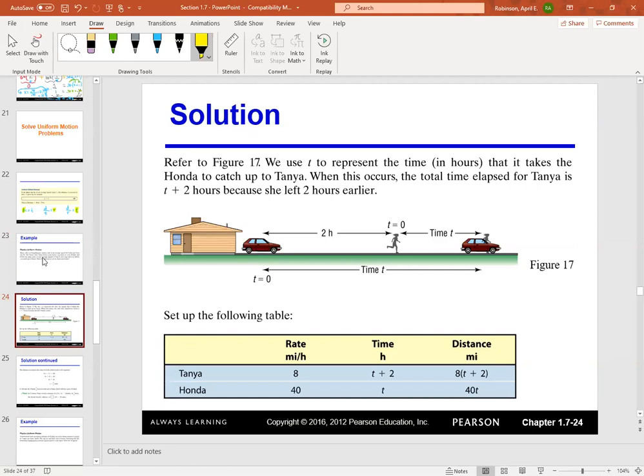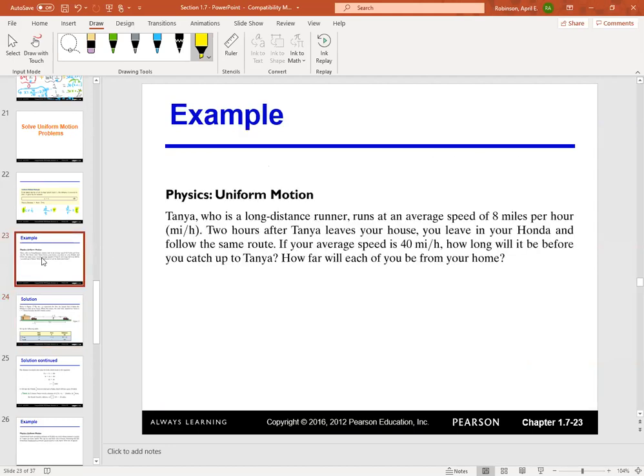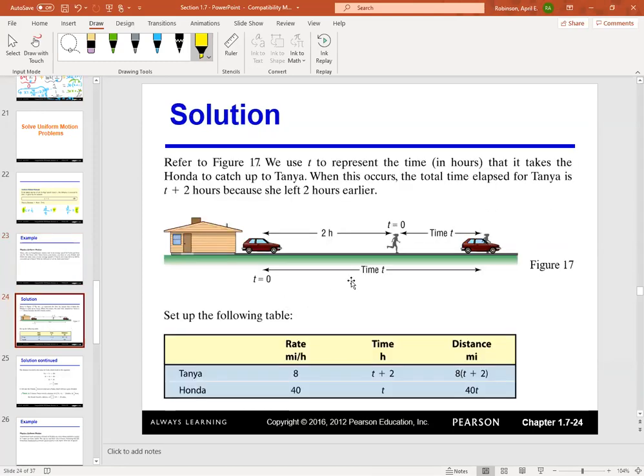And the time is not the same either, because it says, how long will it be before you catch up to Tanya? And Tanya had already been running for 2 hours. You left 2 hours later. She hasn't stopped running, but she's already been running for 2 hours. And we're trying to figure out how long it takes the car to catch up with the girl. So we're looking for time, and that t is definitely for the Honda.